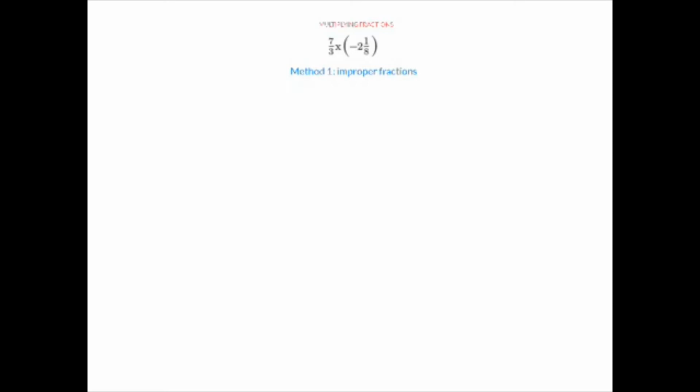And so we have what might appear at first to be a difficult problem, that we have an improper fraction, a mixed number, and a negative integer. But hopefully we'll see that we can do this quite simply.